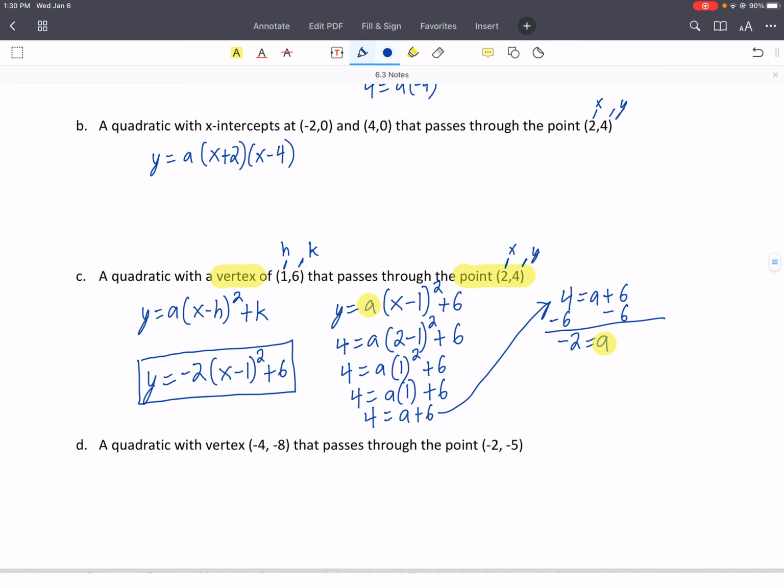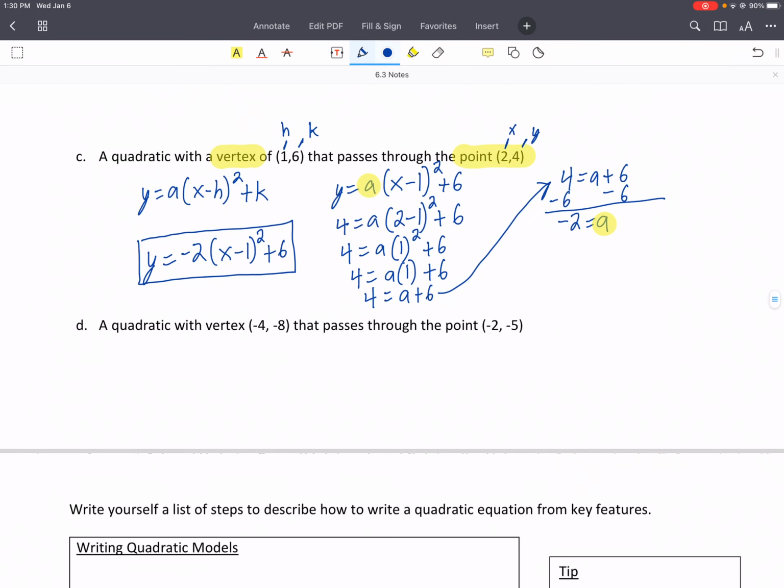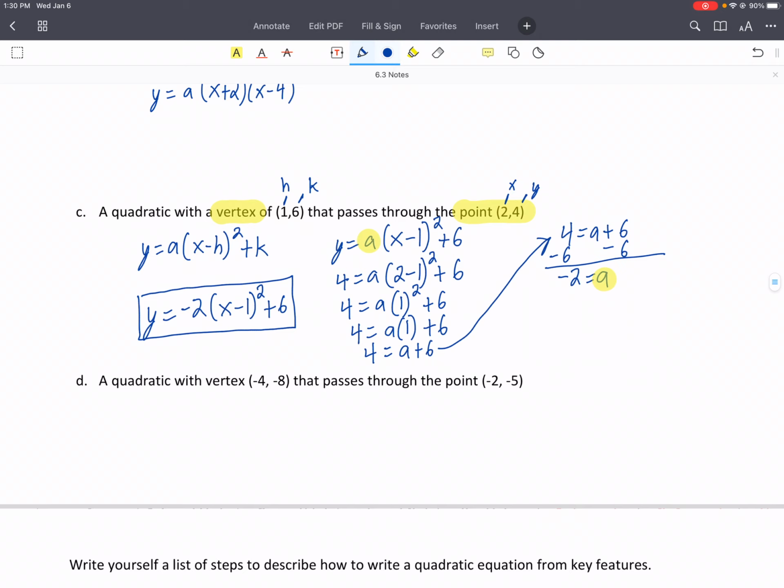So we're going to follow that same process. Not a lot of room for this one, but we plug in our numbers. So we'd have y is equal to a times x. Again, negative 4 is our h, so we'd have x plus 4 because we got to switch the signs. And then we have minus 8, and we'd solve that by plugging in negative 2 for x, and negative 5 for y.